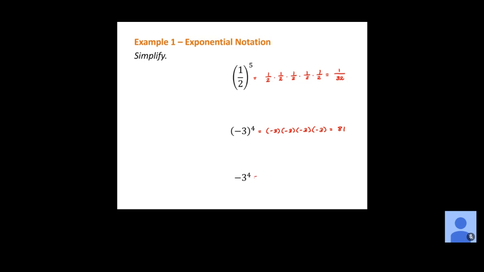All right, now this last one, the difference between this and the second one is the negative itself is not being grouped with the 3, so it's not being raised to the 4th power. Only the 3 is. So this is really like saying negative, and then in parentheses, 3 times 3 times 3 times 3. So only the 3 gets multiplied by itself 4 times, and then the negative stays out front. 3 times 3 times 3 times 3 is 81 still, but because of the negative out front, the overall answer here is going to be -81.